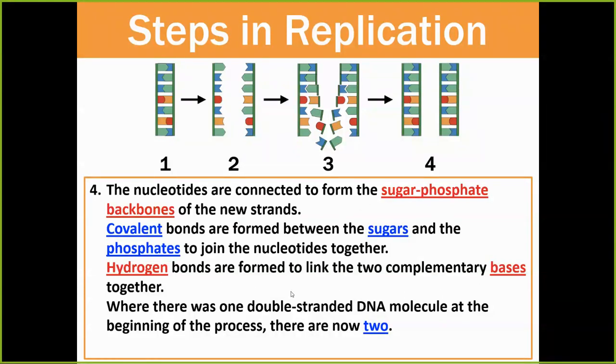Where once upon a time there was a double strand of DNA at the beginning of the process, we now have two double strands of DNA. The DNA has now been replicated. This is the overall view of replication. We haven't gotten into any of the details yet. Each of these is an exact replica of the parent molecule, so we have two perfect copies of the original DNA.